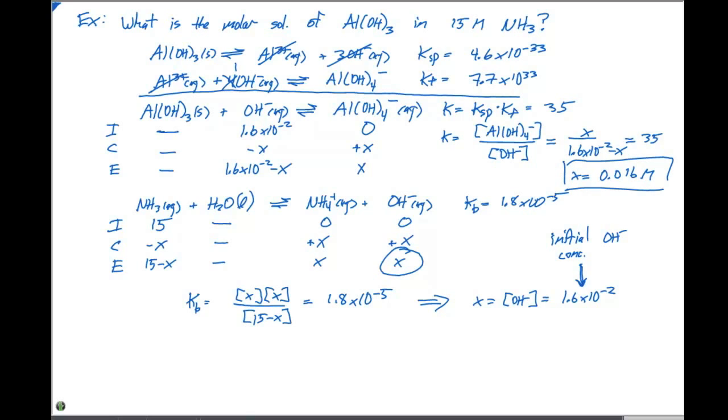So again, I always emphasize that we just solve for x. So what exactly is that x? Anytime we write an ICE table up here, we can assume that if x moles of aluminum hydroxide dissolves, we can use those variables throughout here. So our x is going to be related back to the moles of aluminum hydroxide solid that dissolve. So x in this case is going to be the molar solubility.